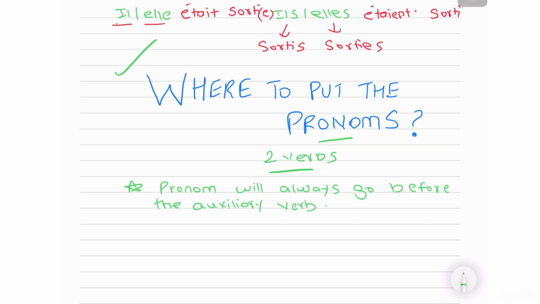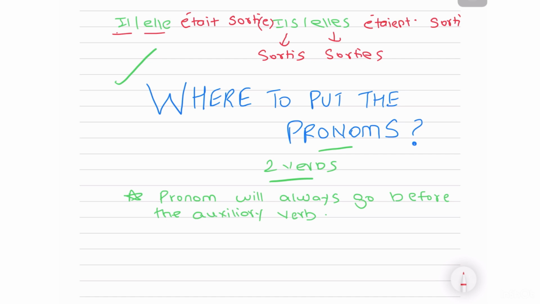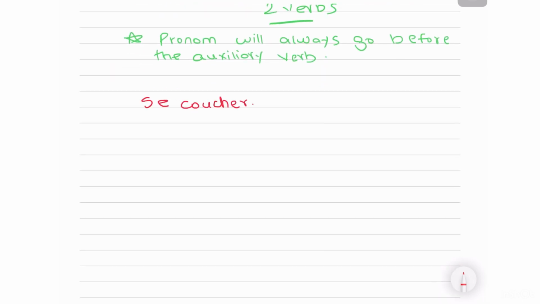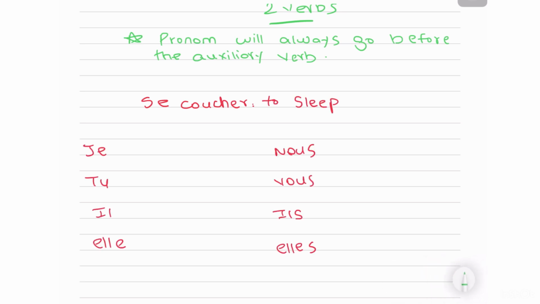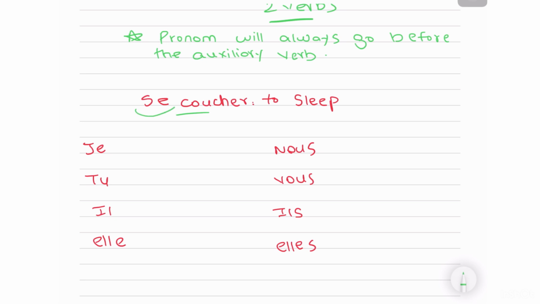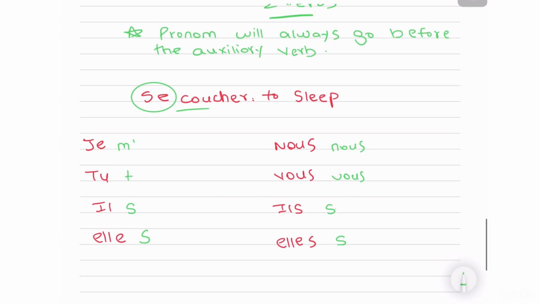If I talk about a specific pronoun, that is pronominal verbs, then we know pronominal verbs are always conjugated with être, so it will go before être. We'll just take an example of the verb se coucher to understand better. Here I've got to sleep. It's a pronominal verb, so I'll conjugate être in imparfait. But because there's a pronoun before it, I also have to put the pronoun in my conjugation. Here I'll put my apostrophe because être will start with a vowel.